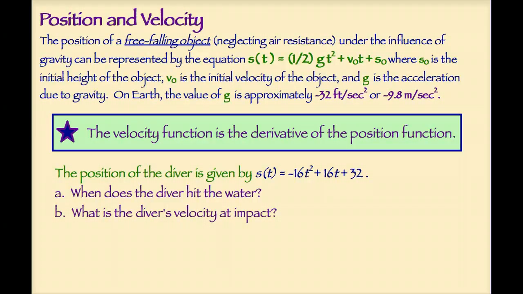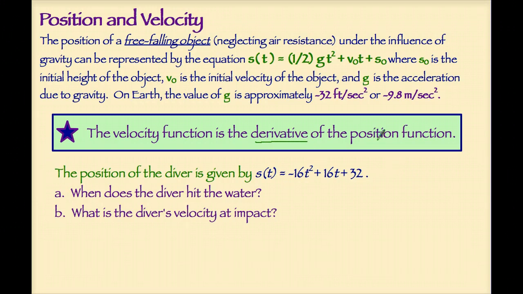In this example, we're going to see an application of the derivative. The position of a free-falling object neglecting air resistance under the influence of gravity can be represented by the equation s of t is equal to 1/2 g t squared plus v sub 0 t plus s sub 0, where s sub 0 is the initial height of the object, v sub 0 is the initial velocity of the object, and g is the acceleration due to gravity. On Earth, the value of g is approximately negative 32 feet per second squared, or negative 9.8 meters per second squared. It turns out that the velocity function is the derivative of the position function.